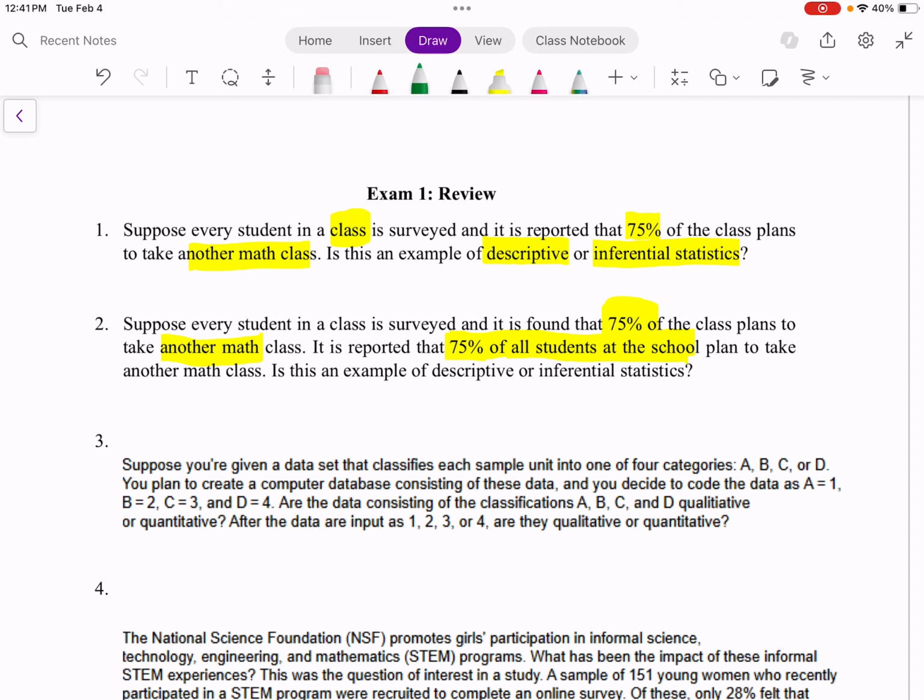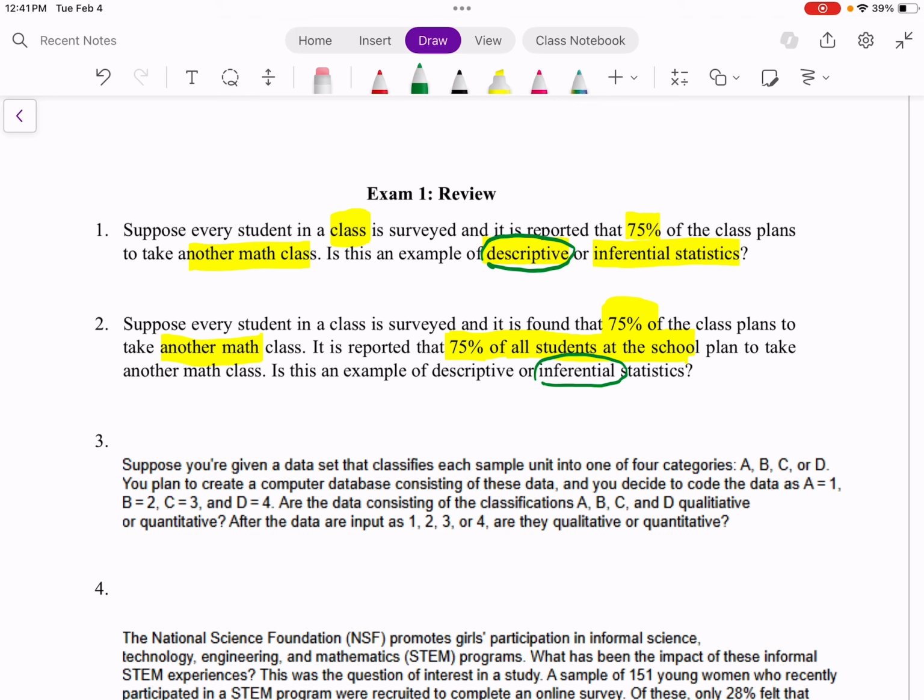Yes, go ahead. How do you know? The reason I had it flipped is that in the second question, I didn't read it as the 75 from the sample now implying the population. Whereas in the first one, I thought the 75 of the sample was implying it for the population. It's saying that they took the 75 from the sample and reported it as a population statistic. So it's just the wording of the question. Yeah.